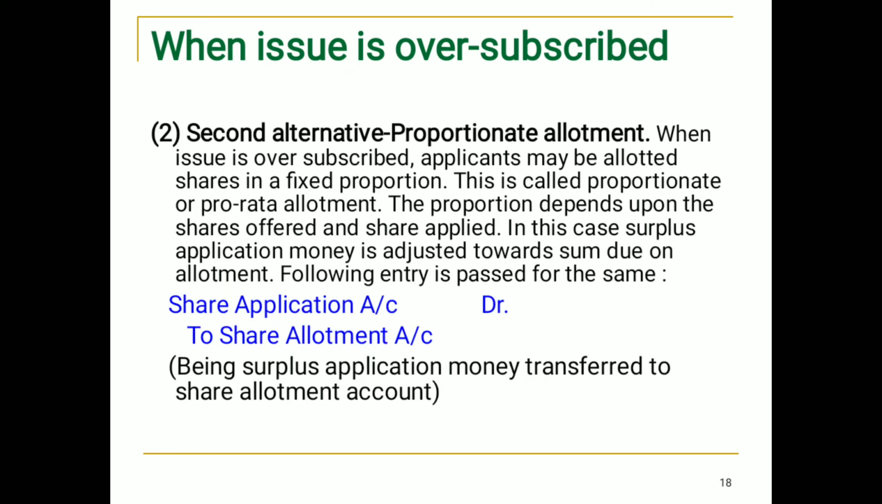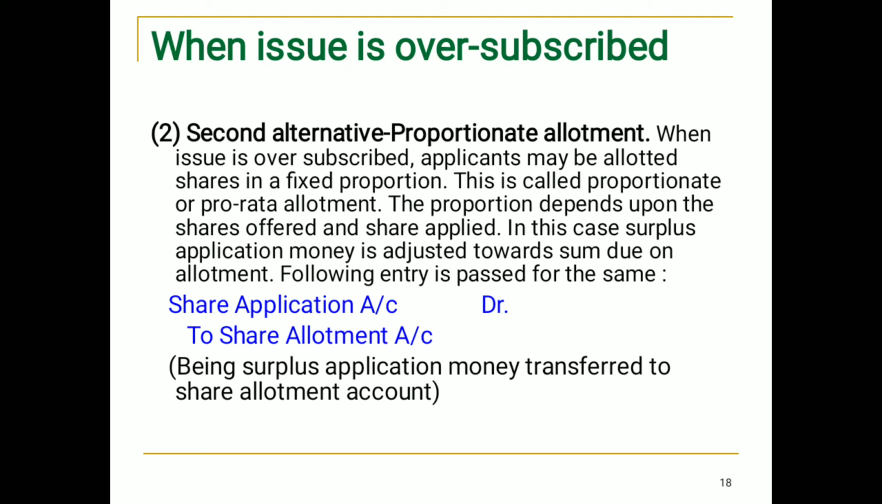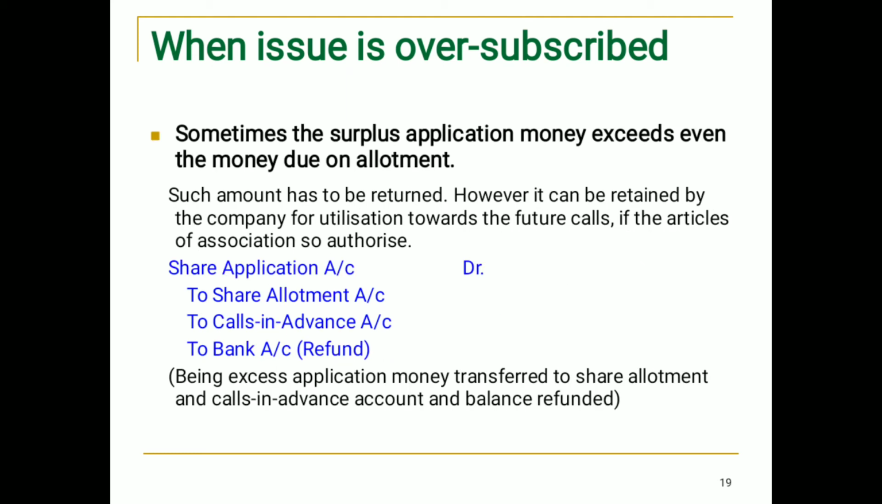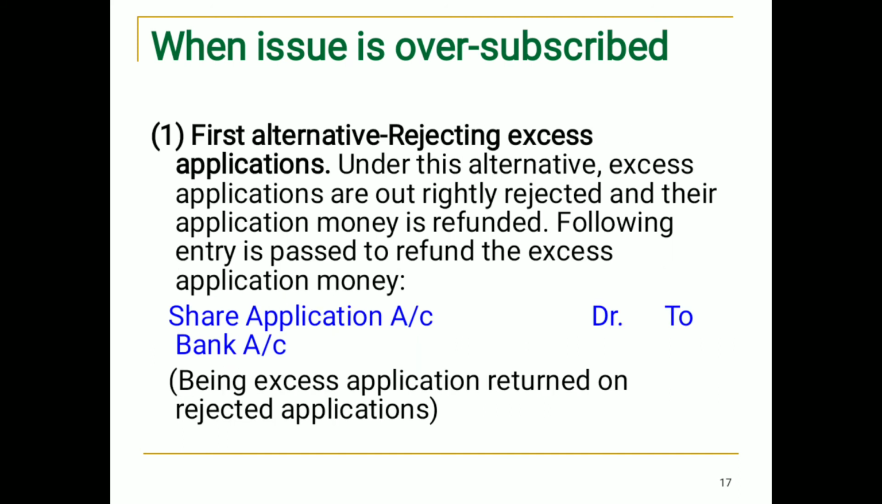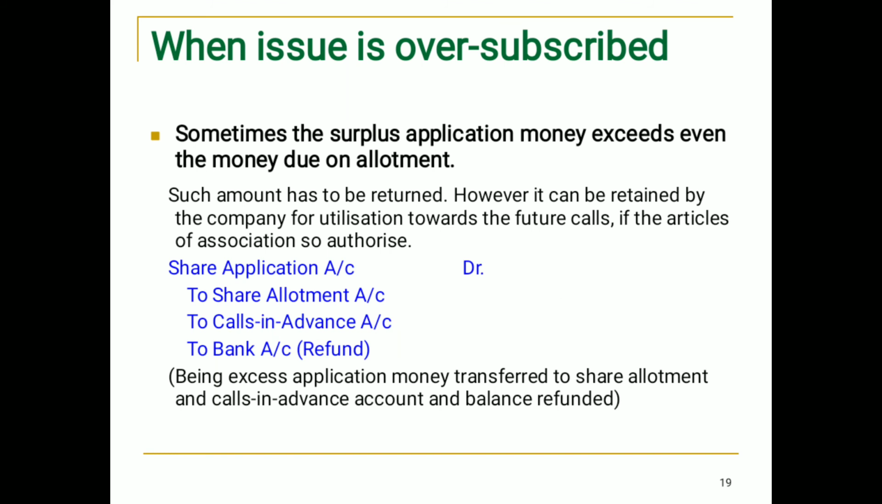First option is that you will reject it. Second option is that you will transfer it to share allotment money. You can also transfer it to calls in advance. The first alternative and the second alternative have been combined and presented in the third journal entry.